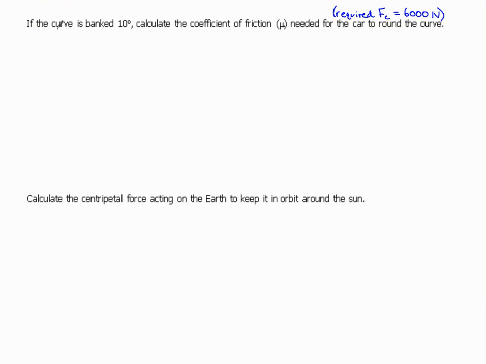So in this particular curve, it's banked 10 degrees, and we are looking for the coefficient of friction needed for the car to round the curve. Now, the required centripetal force is something that I give you here. The required is 6,000 newtons.